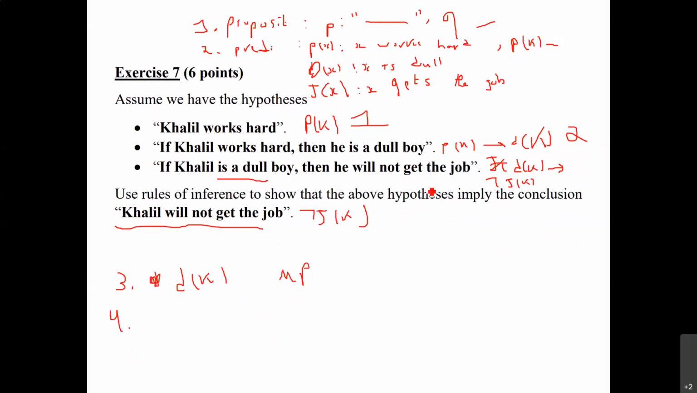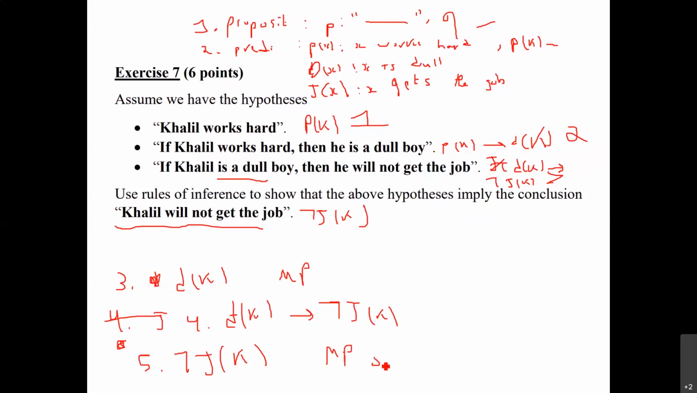Part 4, or actually, let's say 4 is this premise: D of K implies not J of K. 5 will get you not J of K because of 3 and 4, again, modus ponens. Okay, so that's a quick way to reach the conclusion.